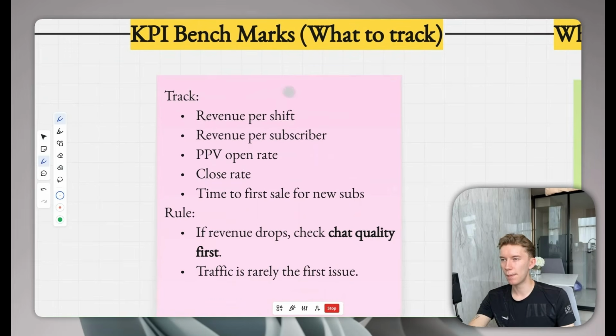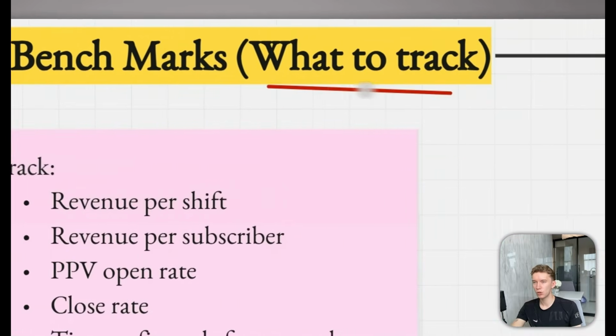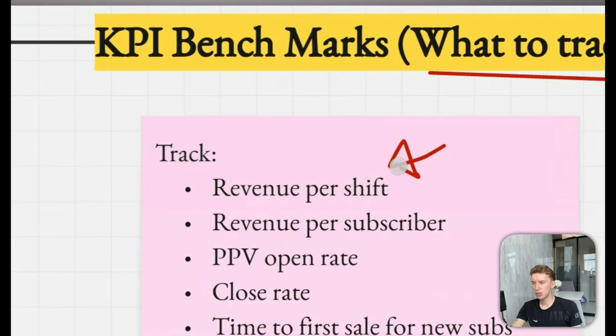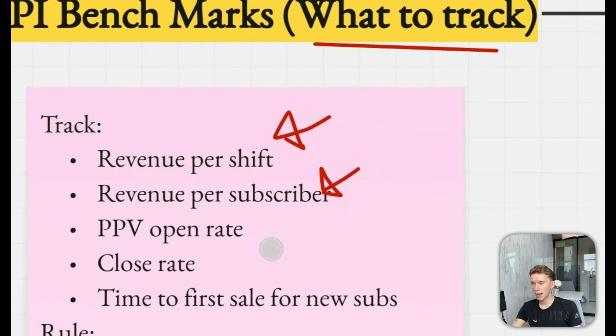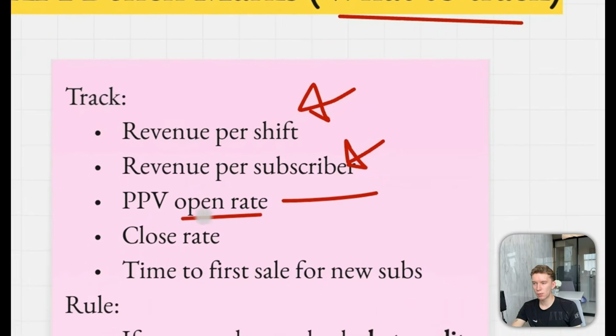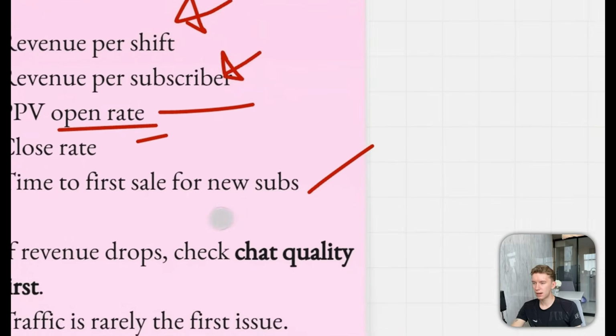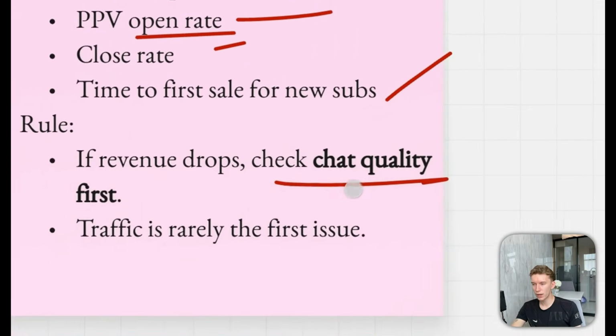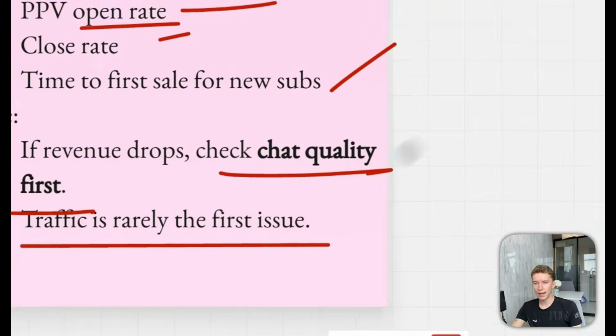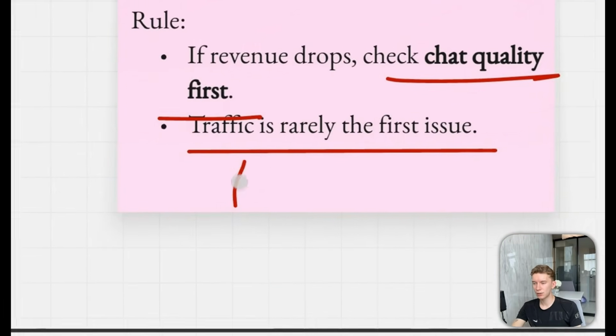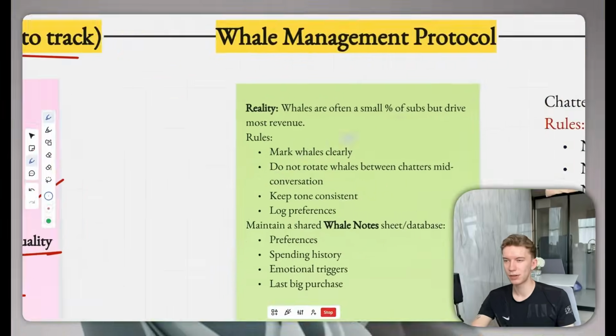Now remember, KPI benchmarks, this is what you should be tracking. Revenue per shift, revenue per sub, pay-per-view open rate, the close rate, and the first time for sale. Always check their chat quality. And again, if they're not making any sales, always check your traffic. That could be a reason as well.